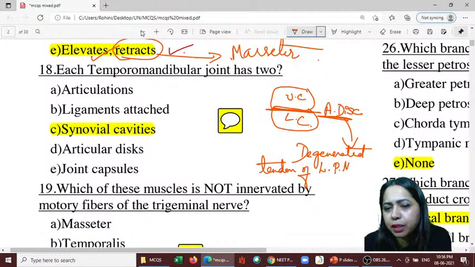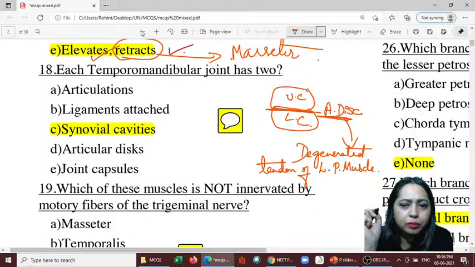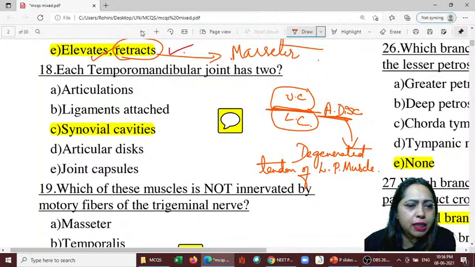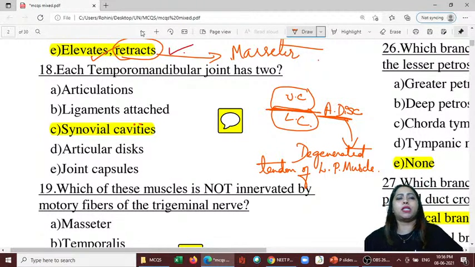Lateral pterygoid. So that is the articular disc. That is known as the synovial cavities. Okay, so each temporomandibular joint has upper and lower. So this is a separate synovial cavity. This is a separate synovial cavity, separated by an articular disc. Okay, next one.